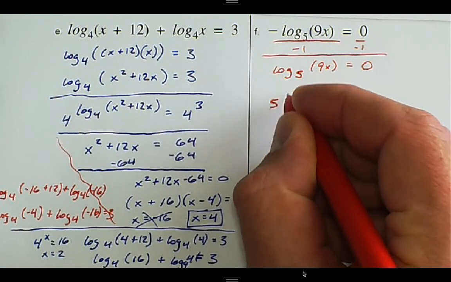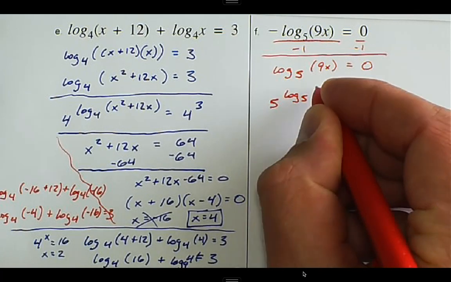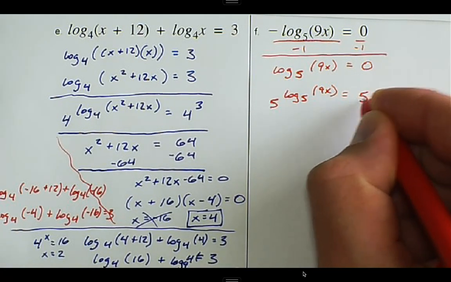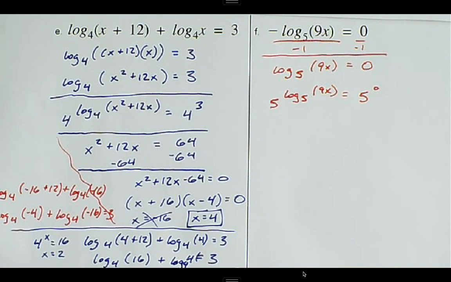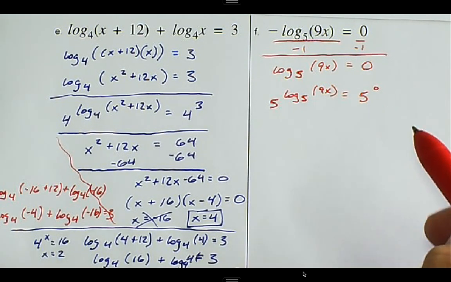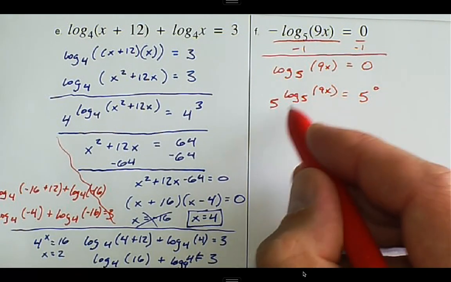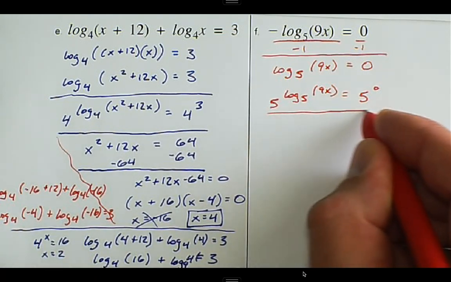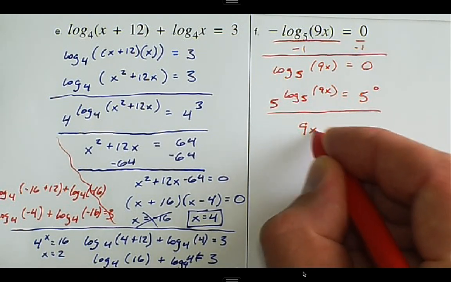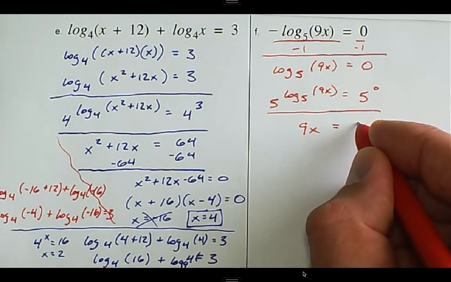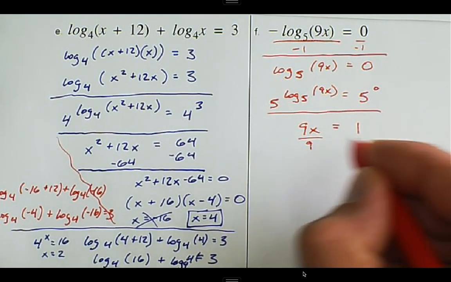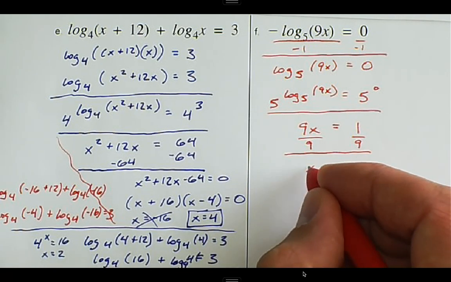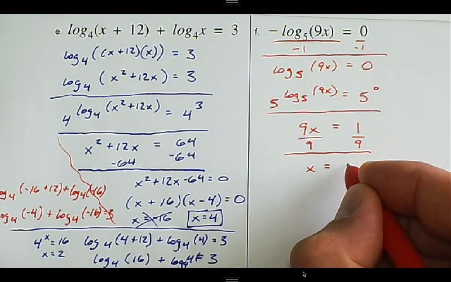So 5 to the log base 5 of 9x is equal to 5 to the 0 power. Anything to the 0 power is 1, and 5 to the log base 5 is 1. So then we get 9x is equal to 1. Divide by 9, and we get x is equal to 1/9.